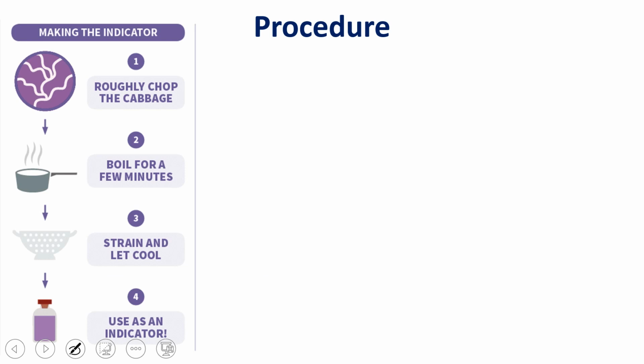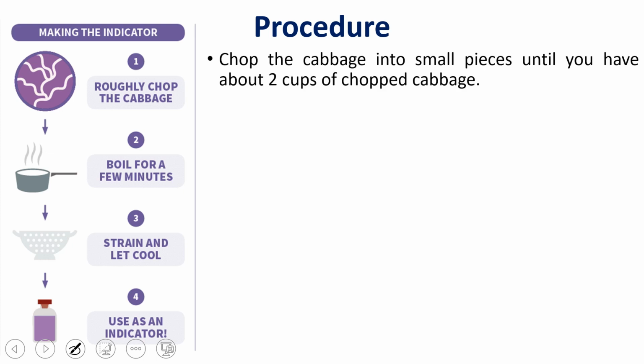First, if you are going to use this red cabbage or any other fruits or anything, first make it into small pieces. So roughly chop the cabbage, then you can boil it for a few minutes. Either you can boil it directly, or you can put the chopped cabbage in the blender and grind it. Ultimately it should be in boiling water. After that you strain it and let it cool, and then you can use that solution directly as an indicator. So these are the steps.